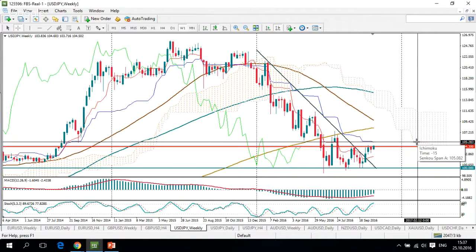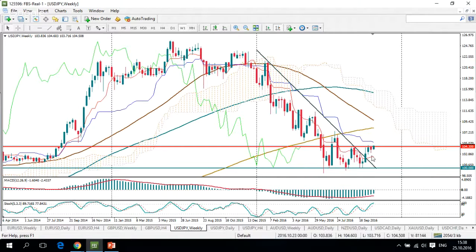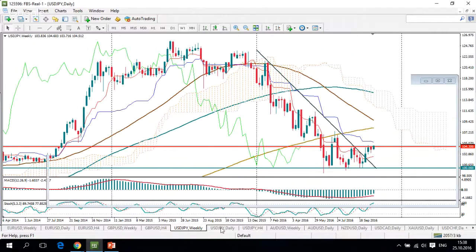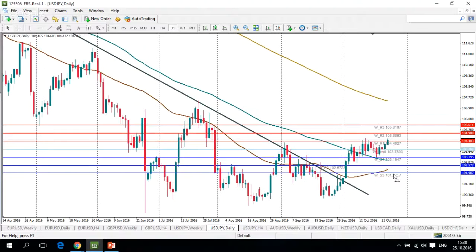On the weekly chart, such scope extends to levels around 105.15, 105.50. This is the potential for increase on the weekly chart. Let's have a look at the daily chart. Here we also renew our indicator, get new and better levels.